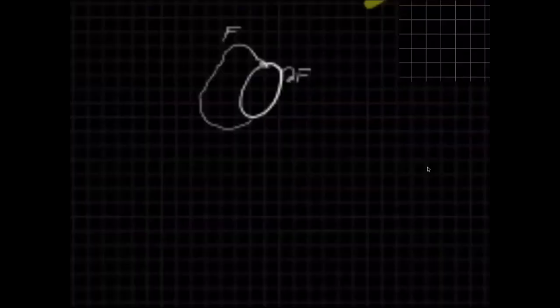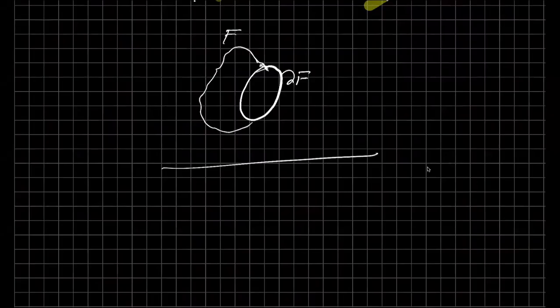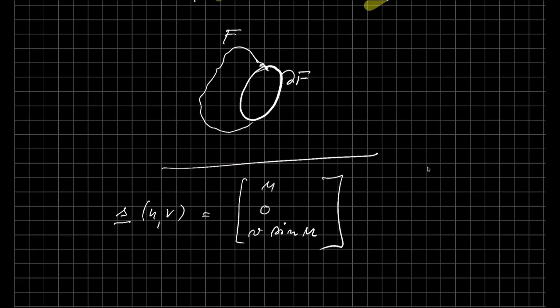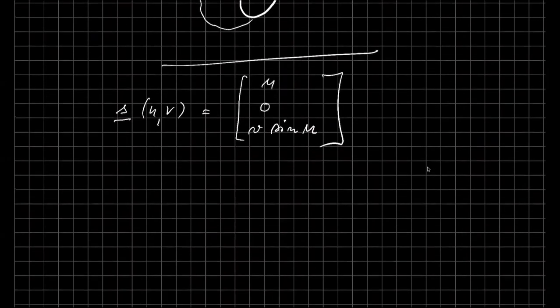So let's try to do this. And I write here, I have that we're given this parametric representation, u, 0, and v times sine of u. So the question is a parametric representation for omega.